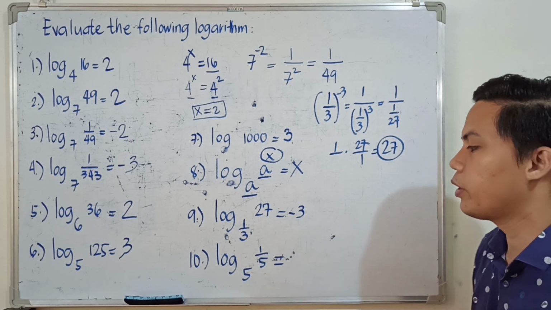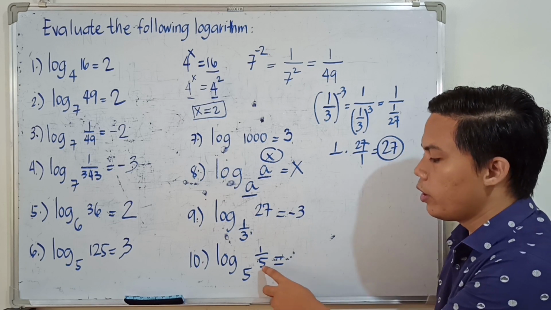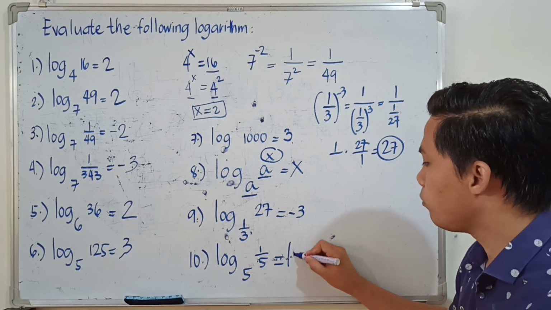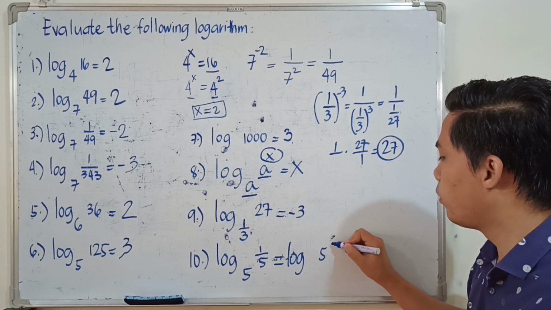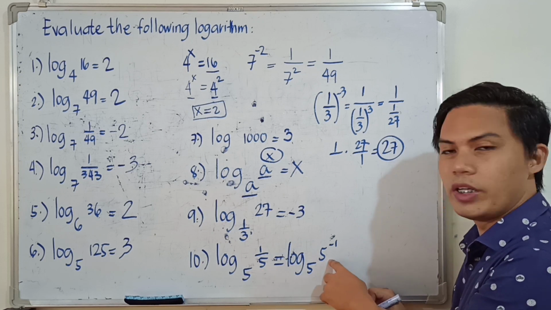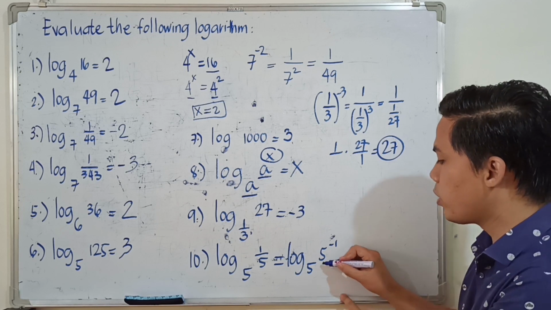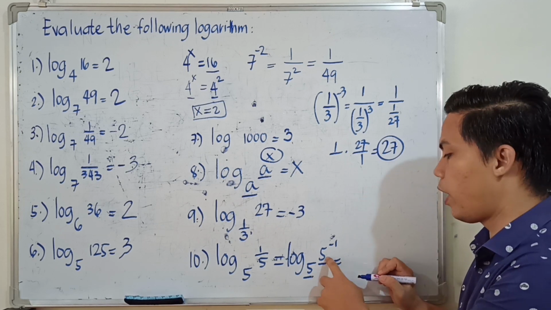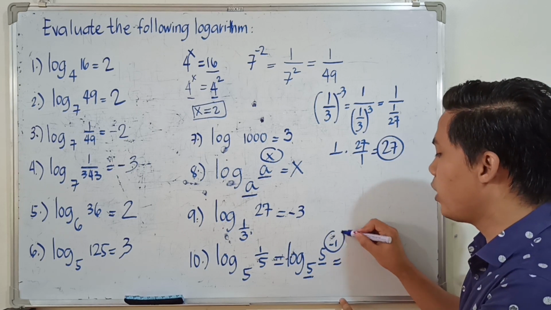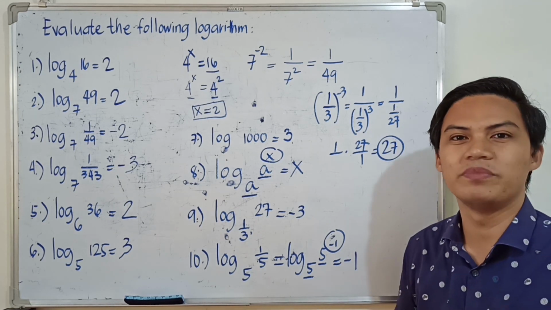Okay, how about number 10? The logarithm of 1/5 to the base 5. Now, if you can observe, yung 1/5 can be expressed as the logarithm of 5 raised to negative 1 to the base 5. Okay? So, yung 1/5 is just equivalent to 5 raised to negative 1. And as we observe, same yung base natin dito. Okay, we have 5 and 5. Automatic, the answer would be the given exponent. So again, this is based sa property ng logarithm. So the answer would be equal to negative 1.